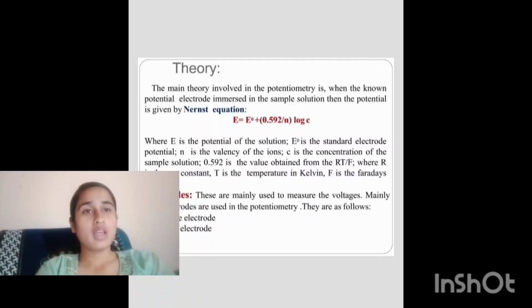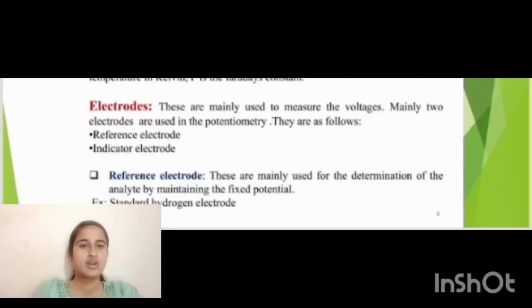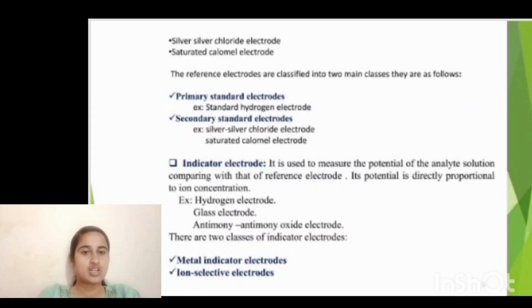We can use two electrodes in potentiometry. One is the reference electrode, another one is the indicator electrode. Mainly involved in potentiometry are the reference electrode and the calomel electrode. The reference electrode is mainly useful for determination of the analyte by maintaining a fixed potential. For example, standard hydrogen electrode, silver chloride electrode, saturated calomel electrode. The reference electrode is classified into two: one is the primary standard electrode and the other is the secondary standard electrode. The primary standard is the standard hydrogen electrode. The secondary standard electrodes are the silver chloride electrode and the saturated calomel electrode.